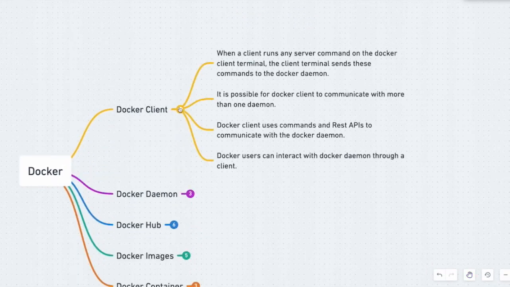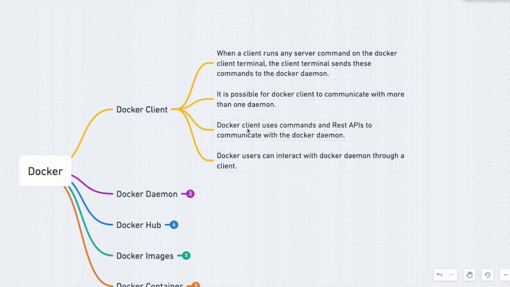So let's talk about the Docker client. When a client runs any command in the Docker client terminal, the client terminal sends these commands to the Docker daemon. So basically we use the Docker client to interact with the Docker daemon or Docker server. It is possible for a Docker client to communicate with more than one daemon. The Docker client uses commands and REST APIs to communicate with the Docker daemon. Docker users can interact with the Docker daemon through a client.